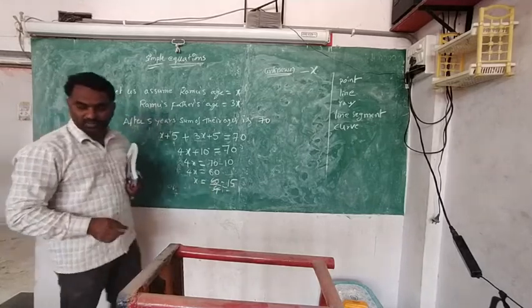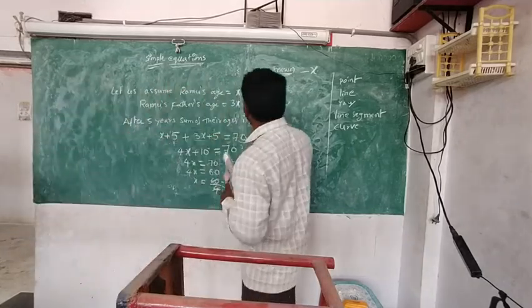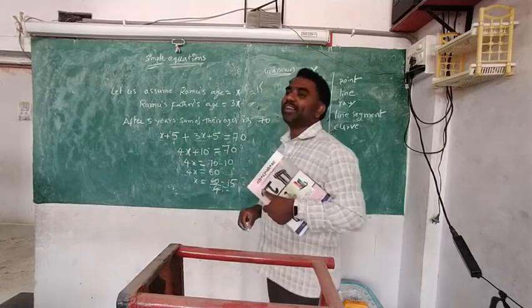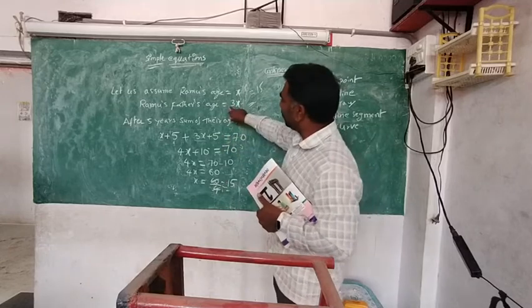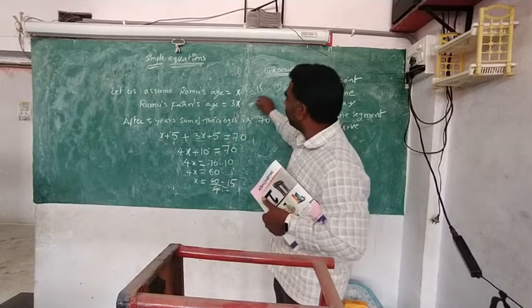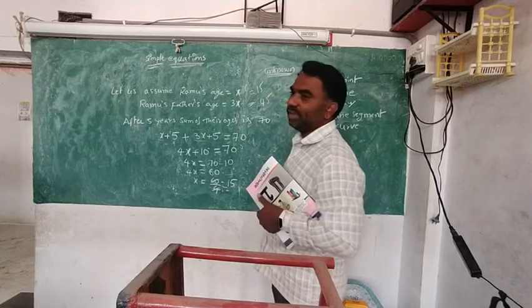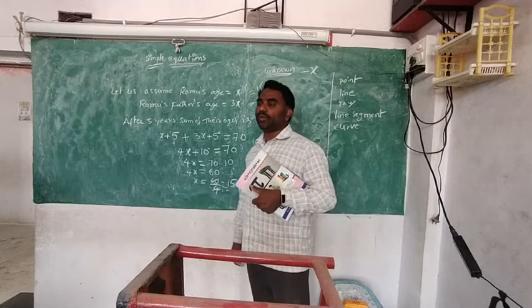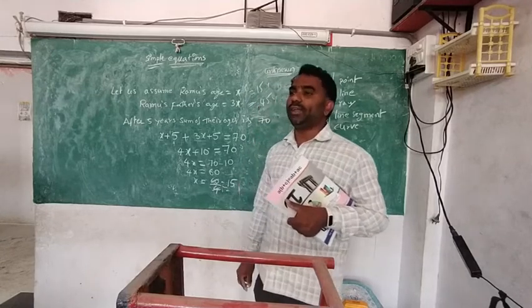x means what? Ramu's age is 15. Father's age? Multiply with 3, 3 times. 15 into 3 is equal to 45 years. Ramu is 15 years and the father is 45 years. So like this, you can find the answer.